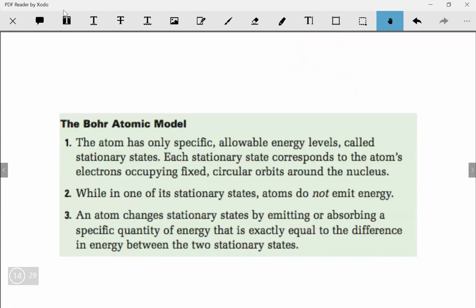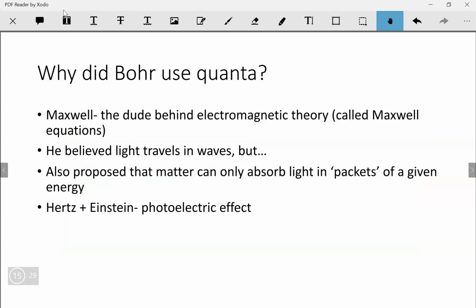But officially, the atom has specific allowable energy levels, and he called these orbits. So the electron circles around the orbits. While in one of its stationary states, atoms do not emit energy. Again, you don't really have to worry about why the atom does not emit energy, just that it doesn't when it's in this shell, because it's stable in that shell, right?